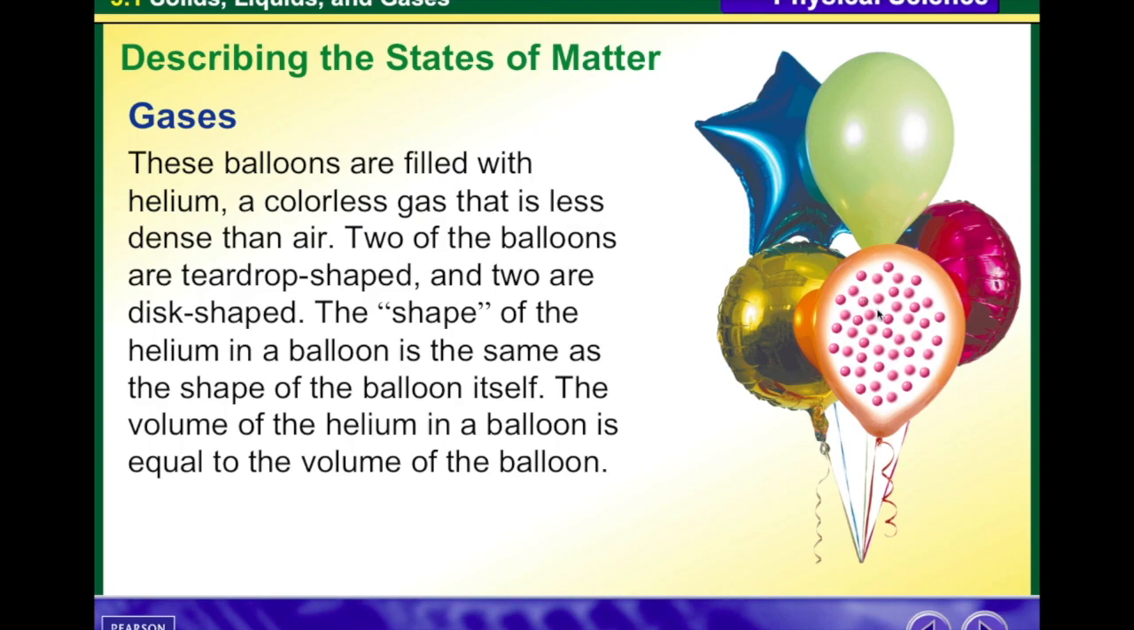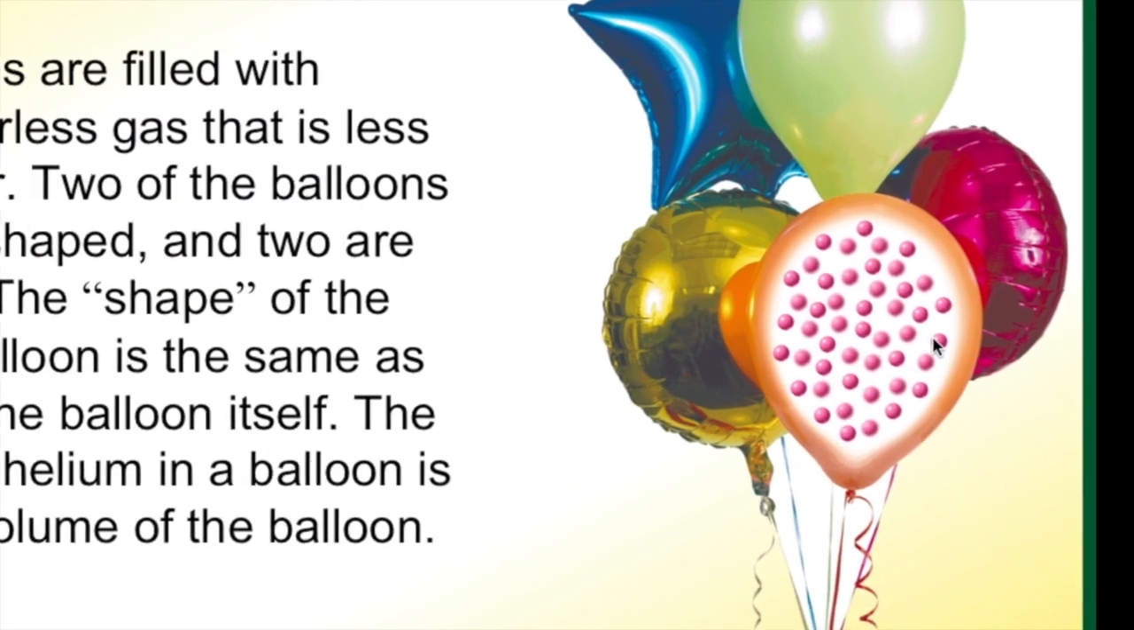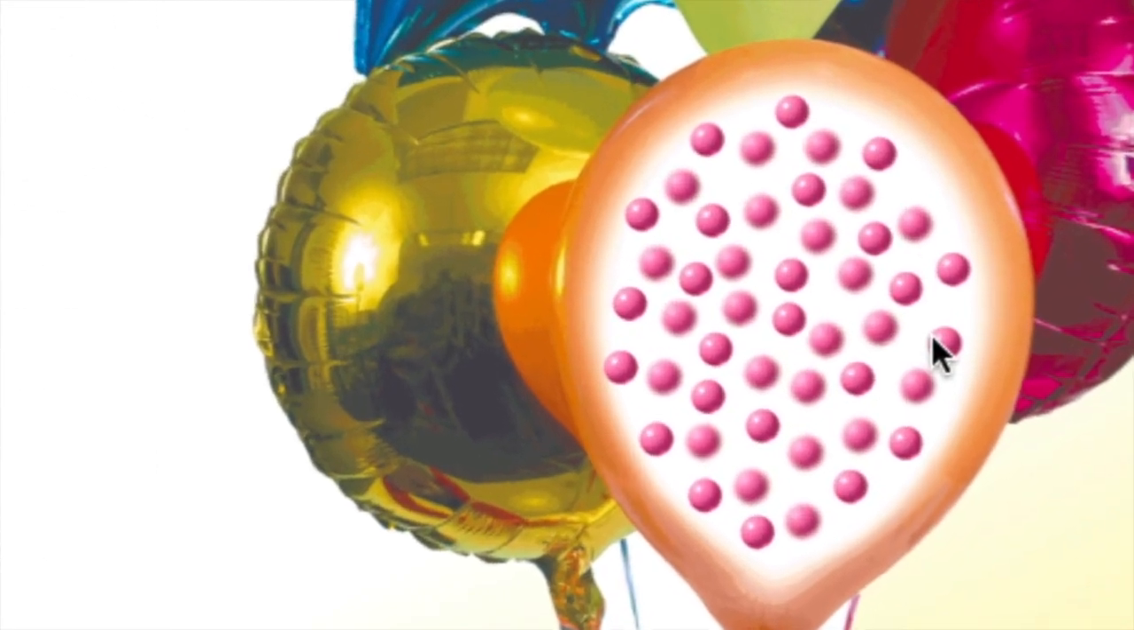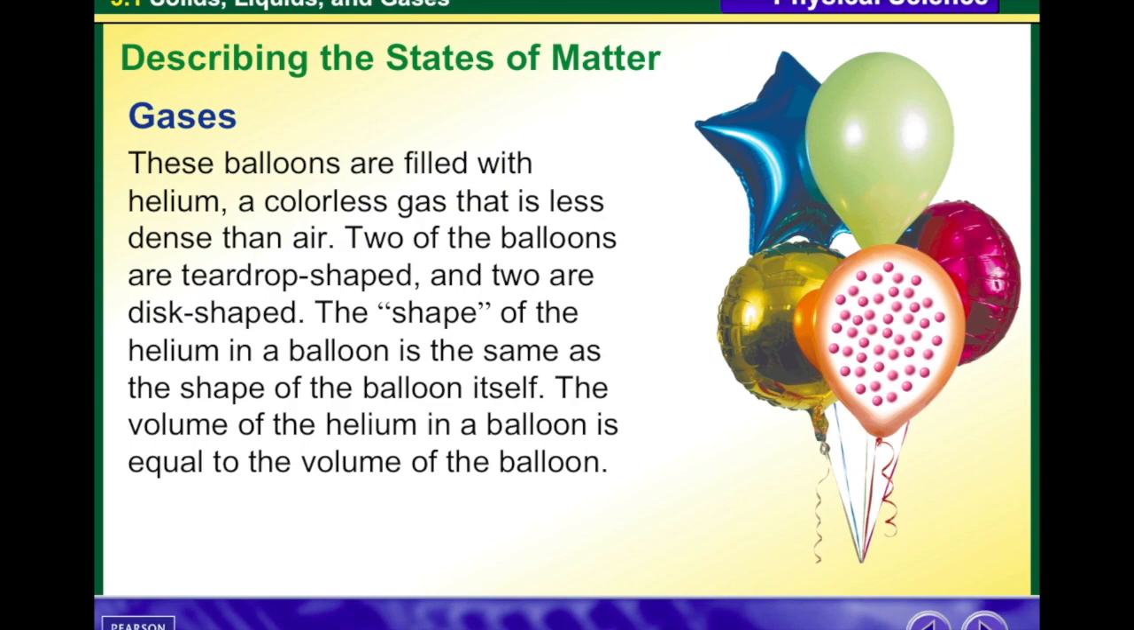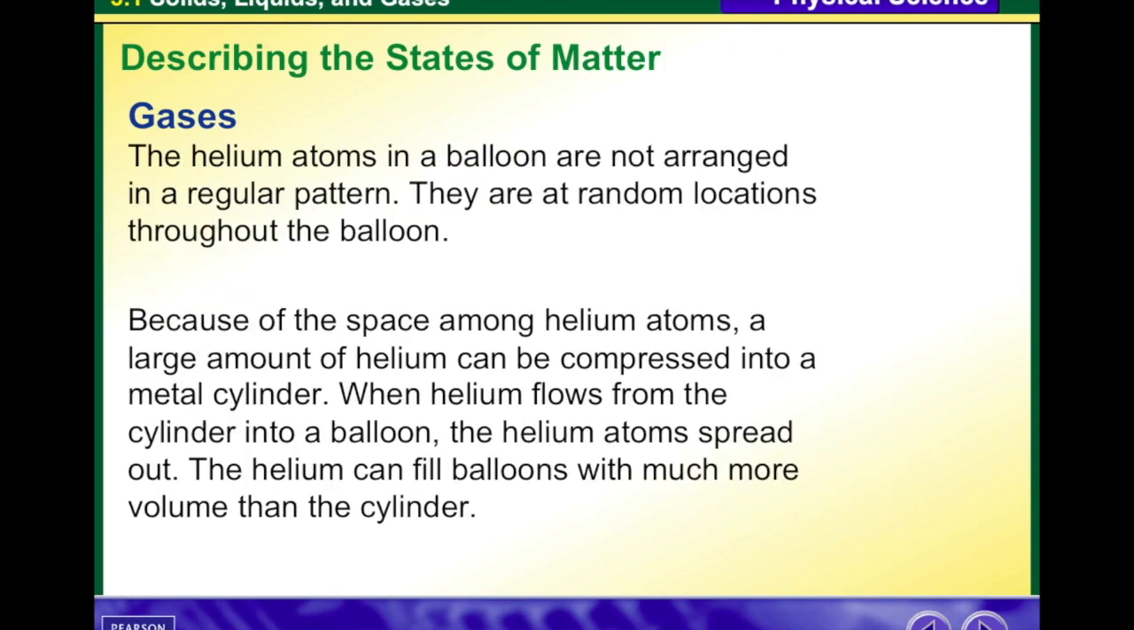How do we describe this with the kinetic theory? Well, the particles have a lot of motion. They are spread out, and they're free to move. The helium atoms in a balloon are not arranged in a regular pattern. They're in random locations, and they are moving fast.